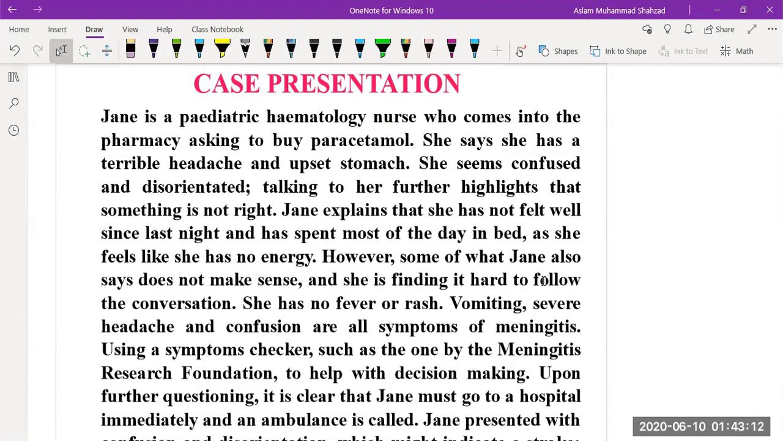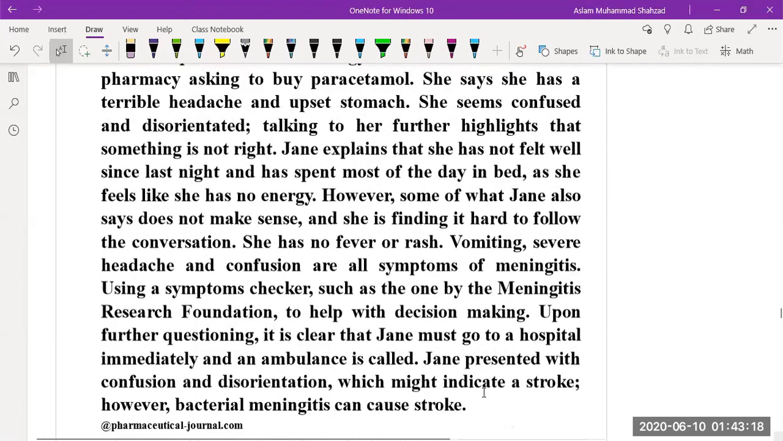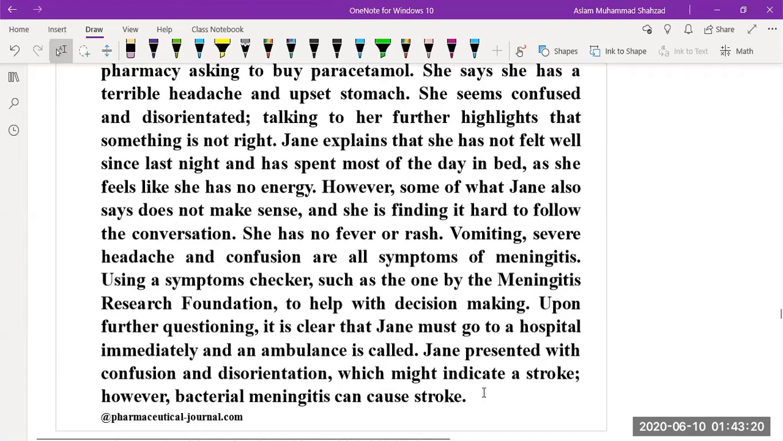Vomiting, severe headache, and confusion are all symptoms of meningitis. Use a symptom checker, such as the one by the Meningitis Research Foundation, to help the decision making. Upon further questioning, it is clear that Jane must go to hospital immediately, and an ambulance is called. Jane presented with confusion and disorientation, which might indicate a stroke. However, bacterial meningitis can cause stroke.